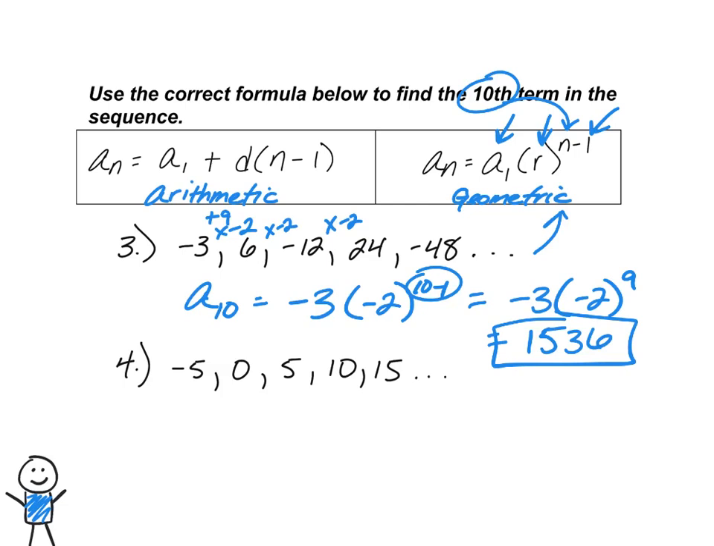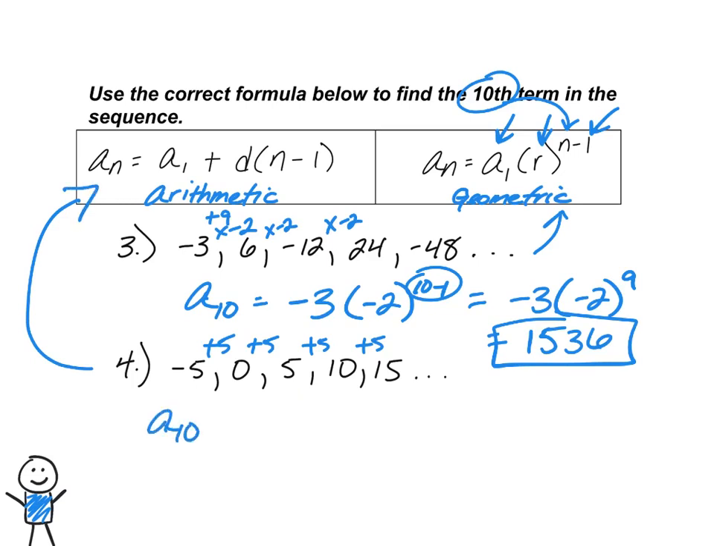From negative 5 to 0 we added 5. And before I try to figure out what the multiplication might be for a ratio, let's see if plus 5 continues, and it looks like it does. It looks like we add 5 in each step of this sequence. That tells me that number 4 is an arithmetic sequence. Well, let's apply that formula.